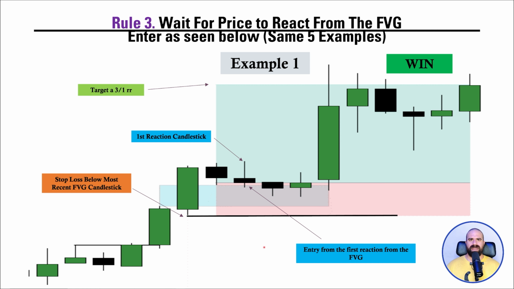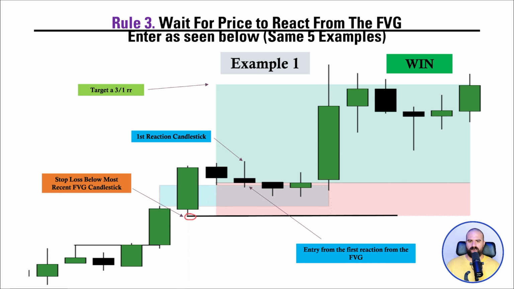We are following the extremely strong trend, and we are speculating that price will not retrace into a discount on this occasion. So, the stop loss goes below the most recent FVG candlestick. What does this mean? From the 3 candlesticks that created the most recent FVG, the stop loss goes below candlestick number 2.